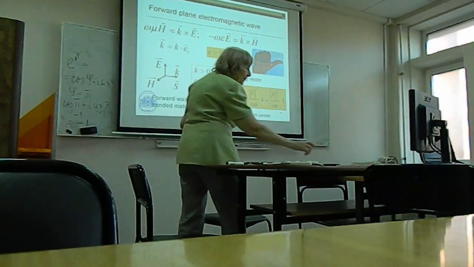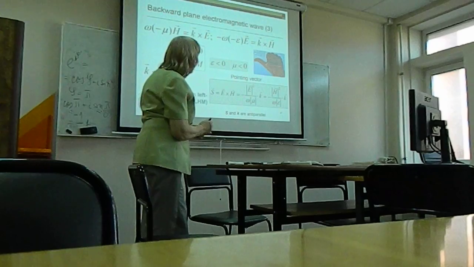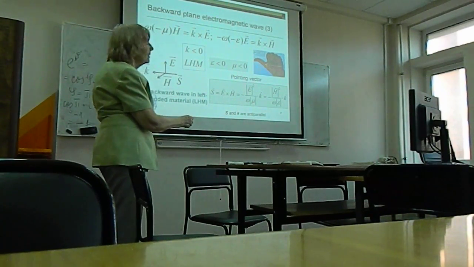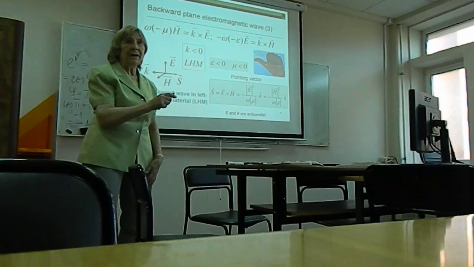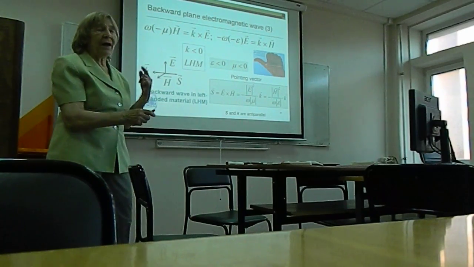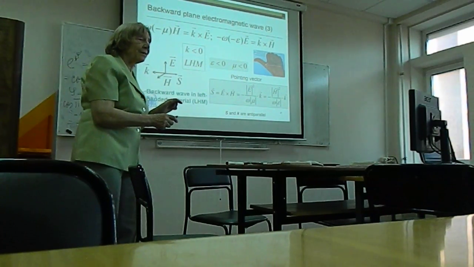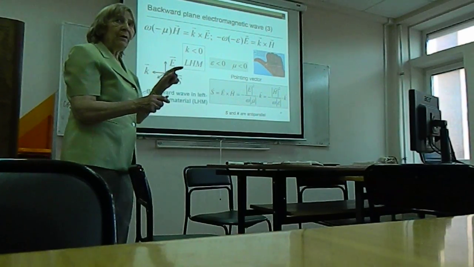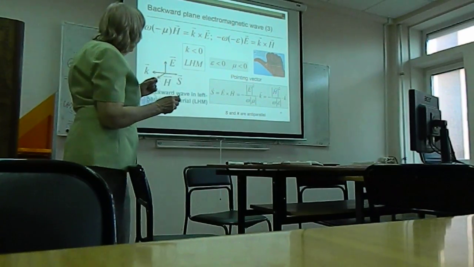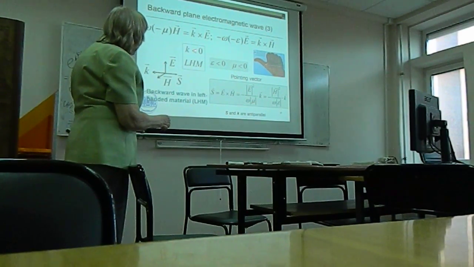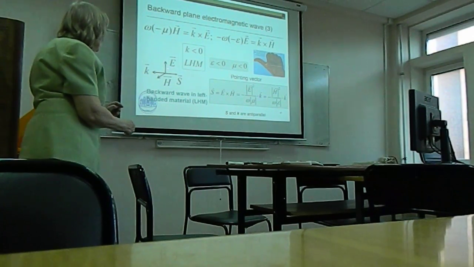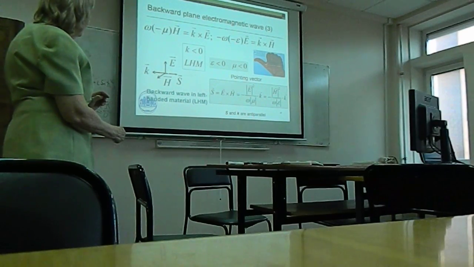If we consider a backward plane electromagnetic wave, we have to use negative parameters, mu and epsilon. The same equations, but negative parameters. And I have shown that K is negative, because the square root of negative epsilon and negative mu gives a negative value. So K is negative. This is left-handed material.